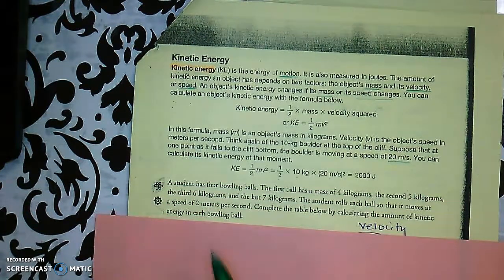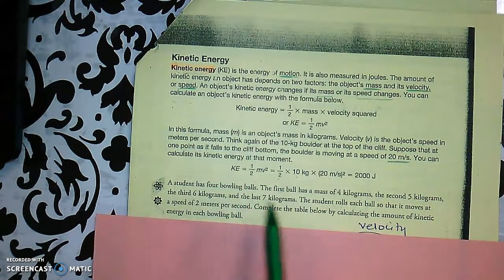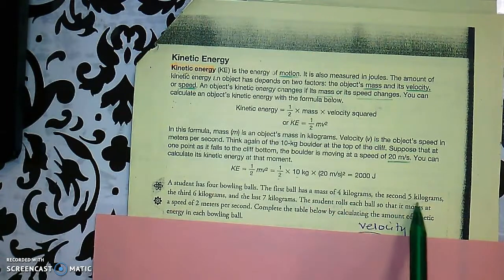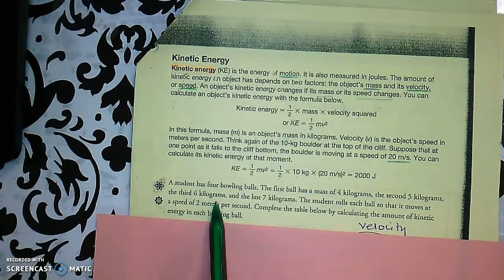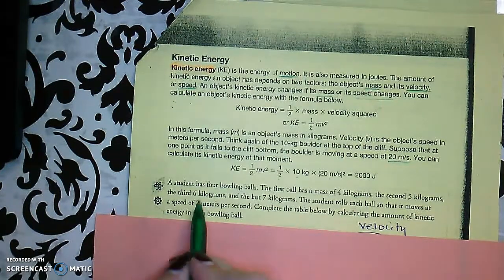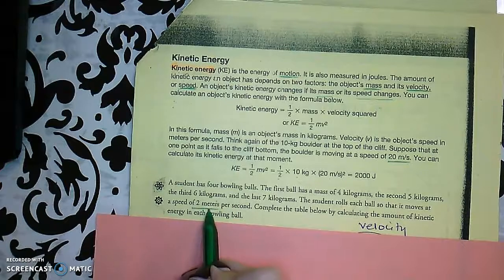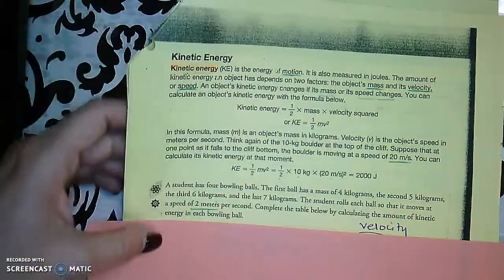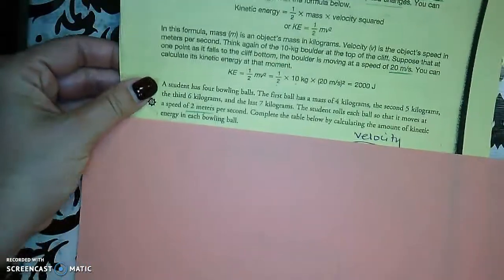All right, so here's a new problem. A student has 4 bowling balls. The first ball has a mass of 4 kilograms, the second 5 kilograms, the third 6 kilograms, and the last 7 kilograms. The student rolls each ball so that it moves at a speed of 2 meters per second. So now the speed is constant, but the masses are varying. The masses are going to be different. Complete the table below by calculating the amount of kinetic energy in each ball. So go ahead and do that.